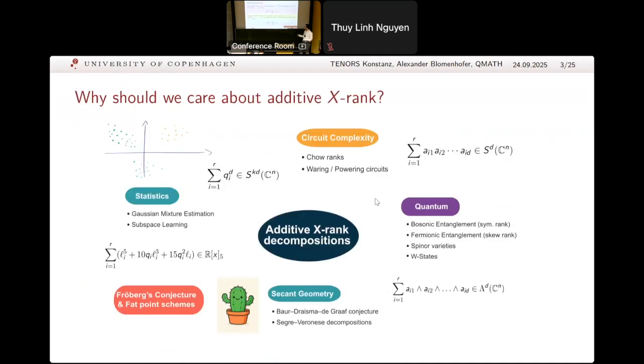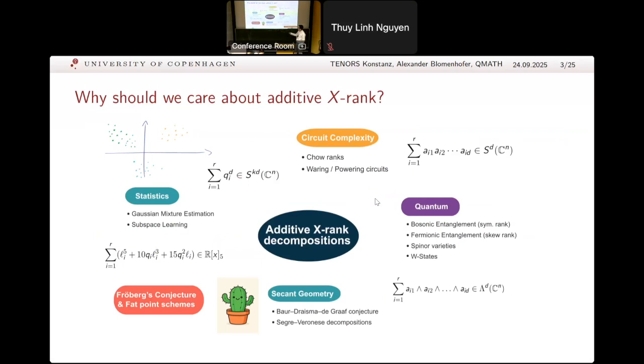Yeah? Okay, then why should we care about additive X rank? I defined a bit of a strange notion for you. That sounds like some very abstract nonsense maybe, and now I should give you a justification for what kind of interesting things you can do if you study things that go beyond the classical tensor rank and symmetric tensor rank. And there's actually a lot of stuff.